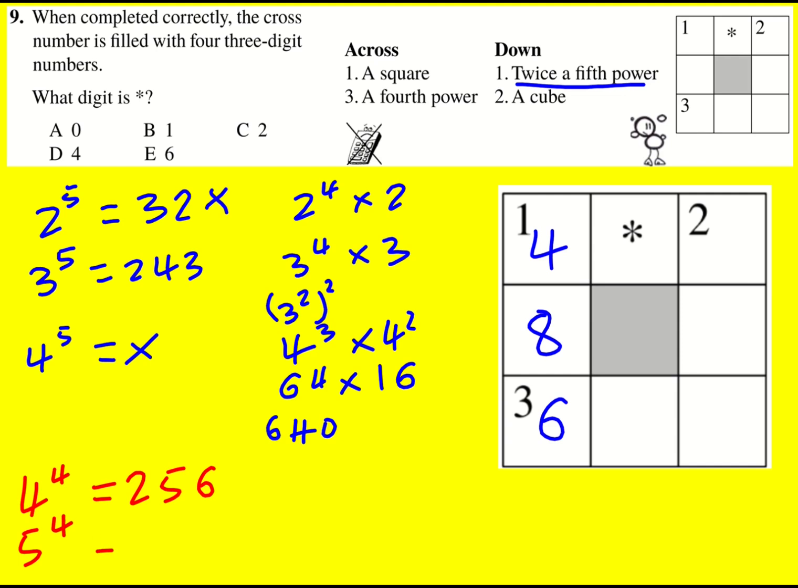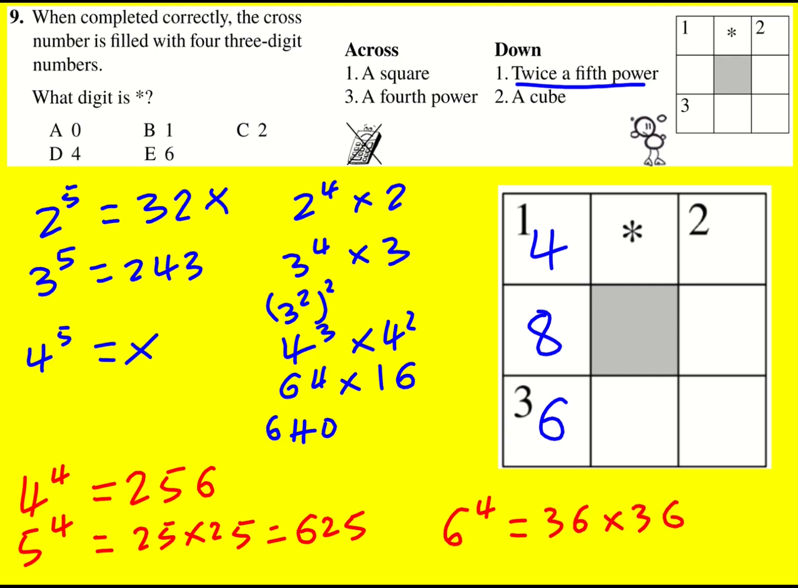5 to the power 4, that's actually 25 times 25, which I know is 625. You might need to do more calculations to get this. Fair enough. And then 6 to the power 4, I reckon it's going to be bigger, but let's just check. It's going to be 36 times 36, and that is definitely going to be bigger than 3 digits. So I've got my next one. I've got 625 here.